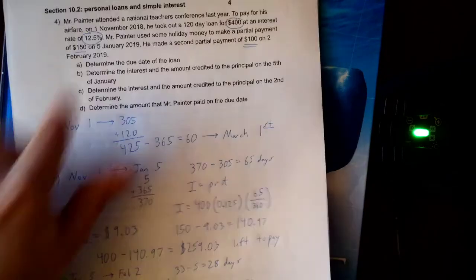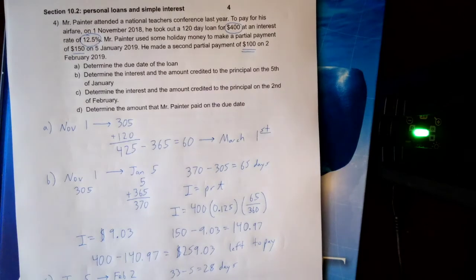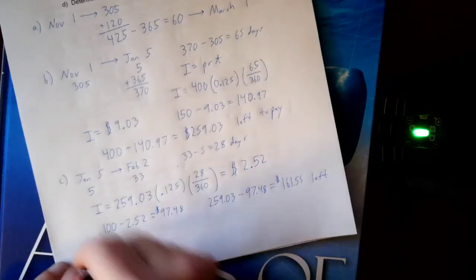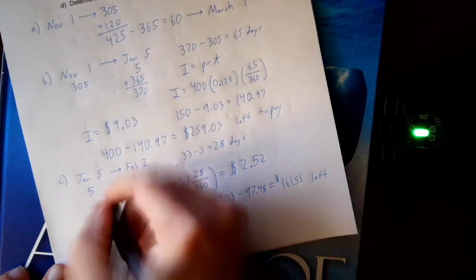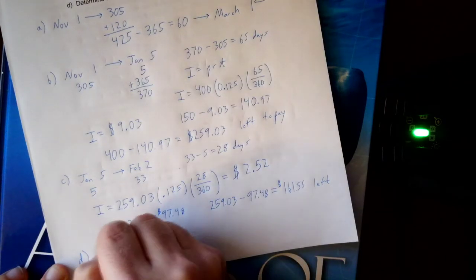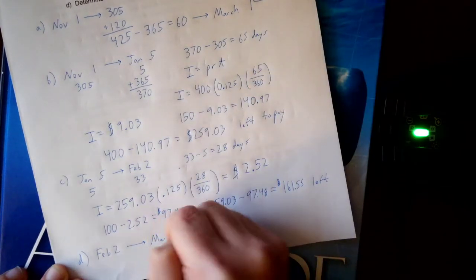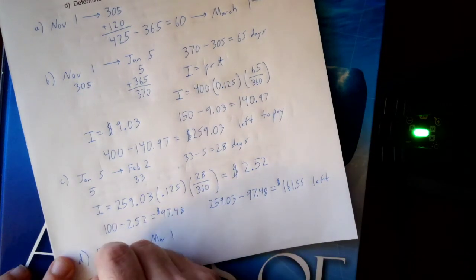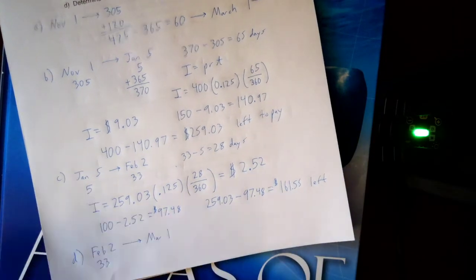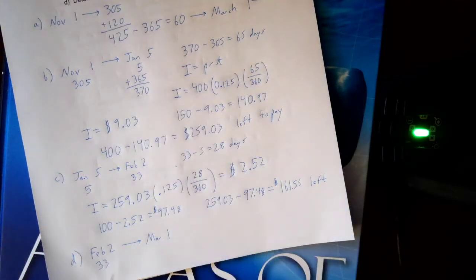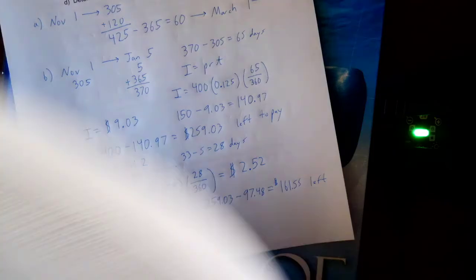Now, after I made that partial payment, I don't make any other payments until the due date. So Part D says how much is due now. Well, for Part D, I made a payment on February 2nd, and the loan is due on March 1st. We already calculated that, right? March 1st. February 2nd was the 33rd day of the year. March 1st was the 60th day of the year, right?